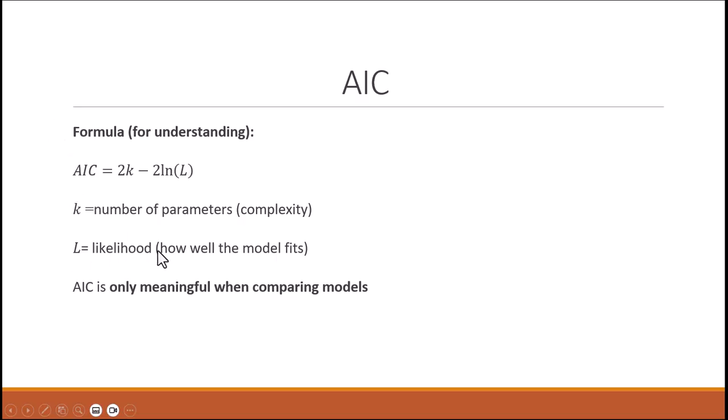And L is the likelihood of how well the model fits. So if it increases, the AIC will decrease. We want to reach a lower AIC. So if there is a very good balance between them, and you have a better fit by increasing the parameters, your AIC will reach lower amounts. And again, AIC is only meaningful when you are comparing models.